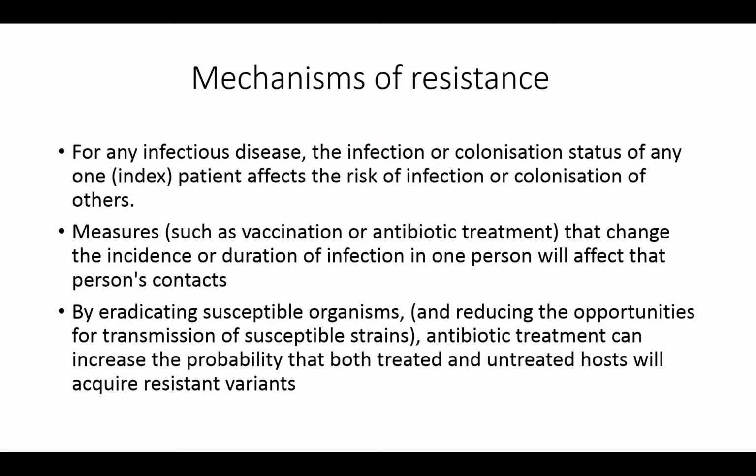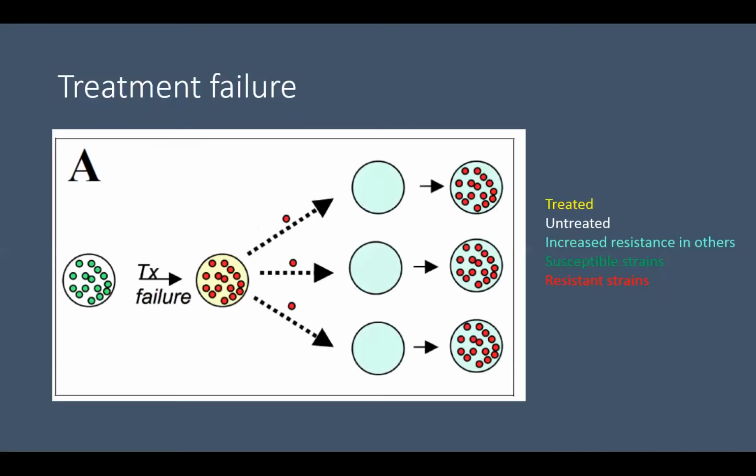And the third part of the theory is that if you eradicate susceptible organisms and therefore reduce the opportunity to transmit susceptible strains, then antibiotic therapy increases the opportunity that all other hosts, whether they're treated or untreated, will acquire resistant strains of bacteria. So this is highlighted in these figures.